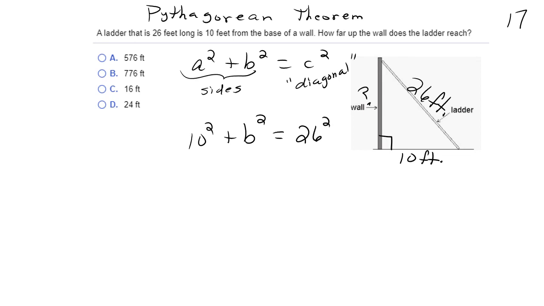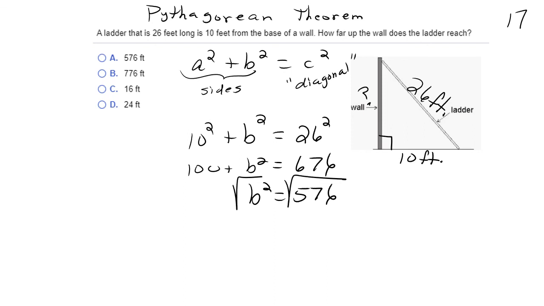Now I'll work this out, simplify, and if I subtract my 100 on both sides, then I can take the square root of both sides, and then I will get 24. That would be the answer in this case.